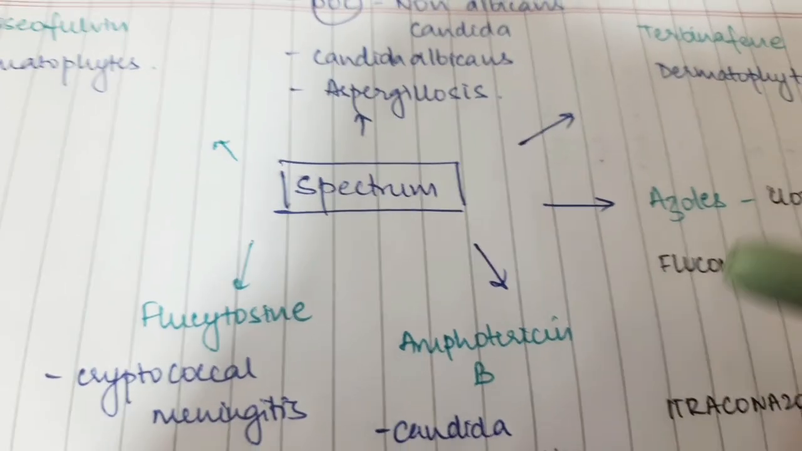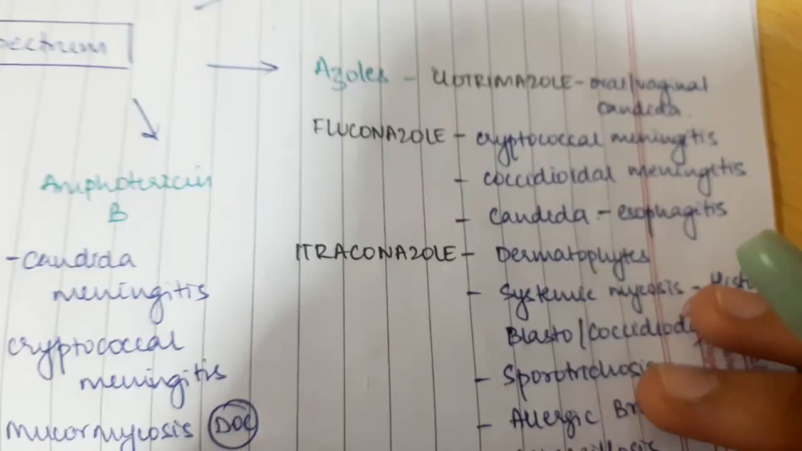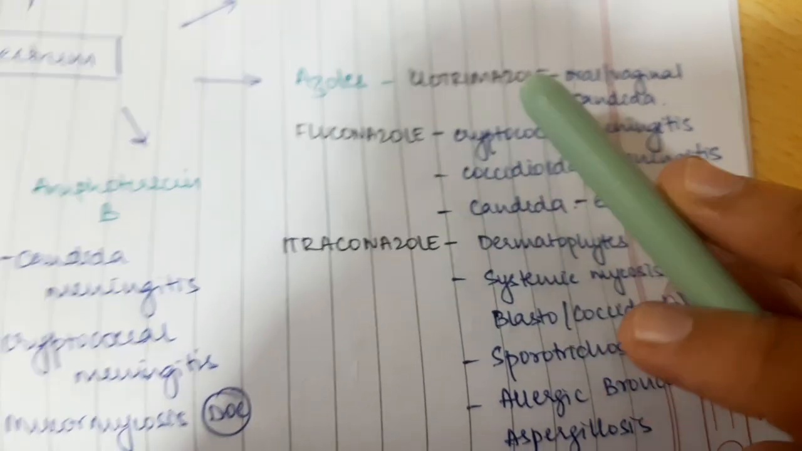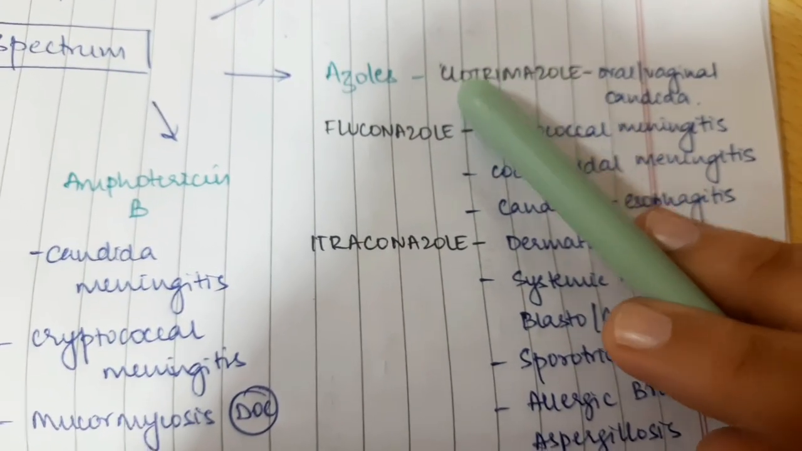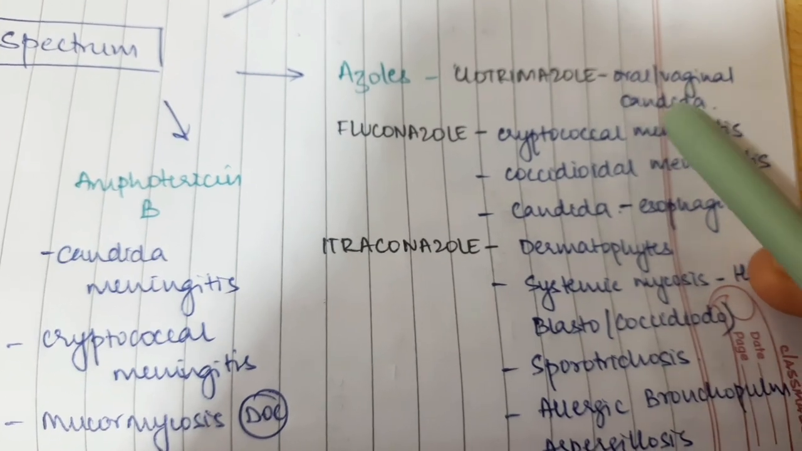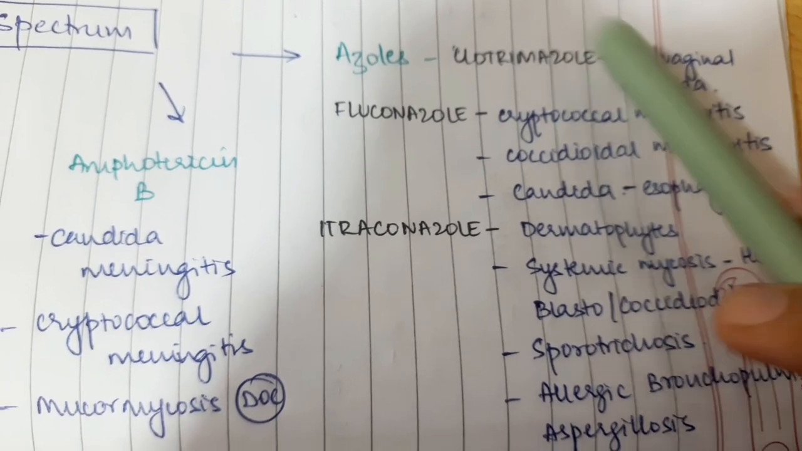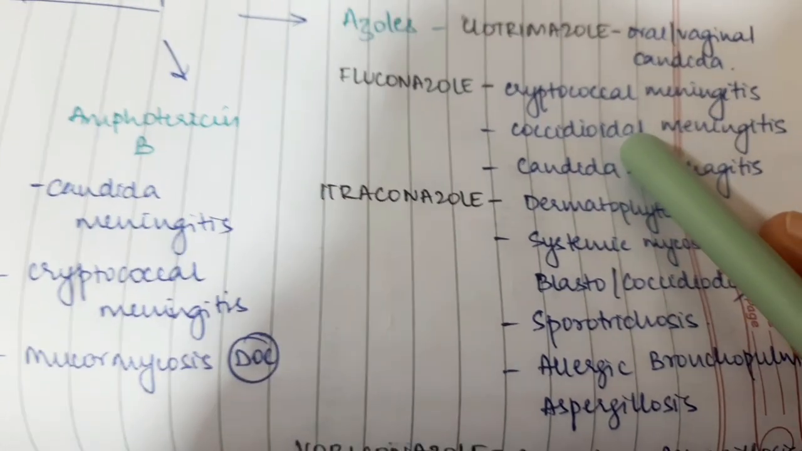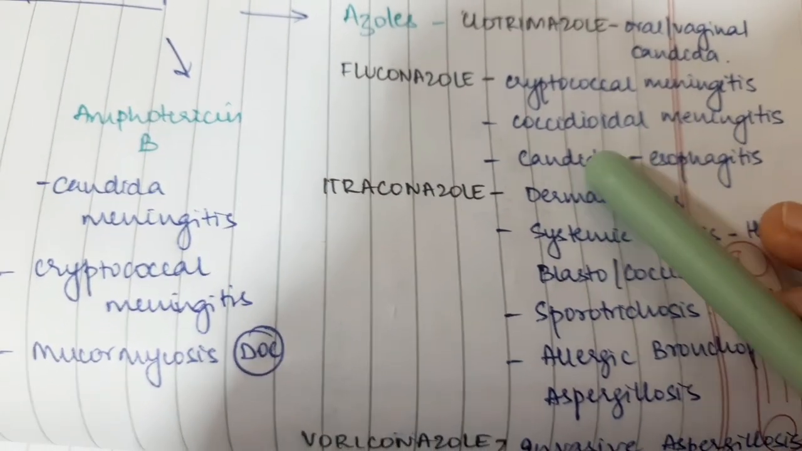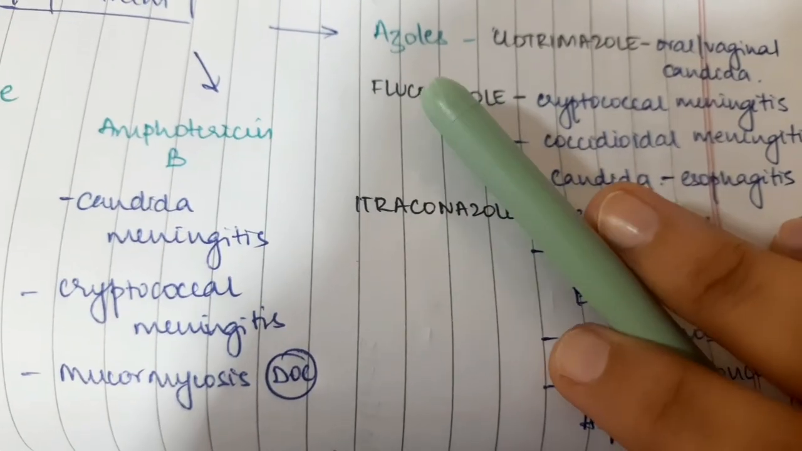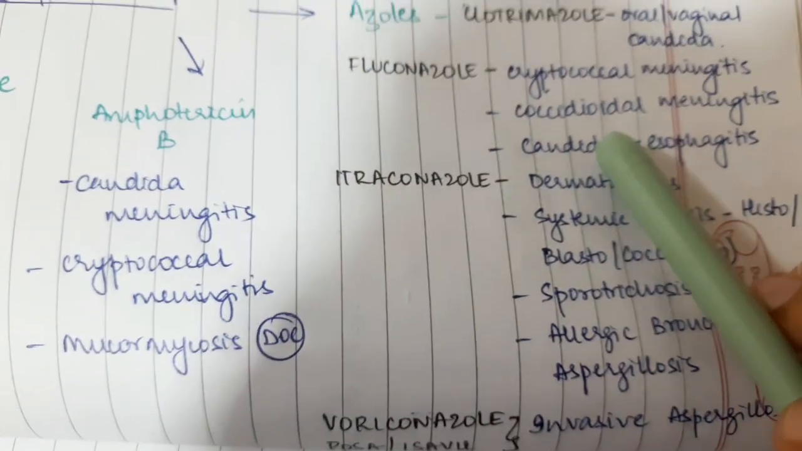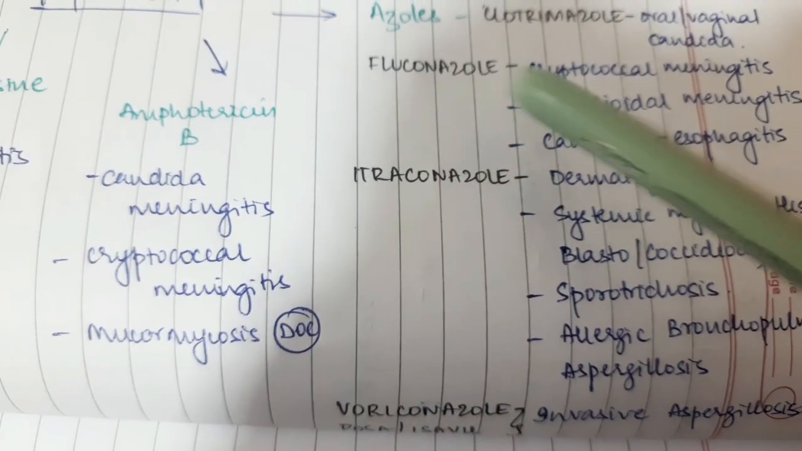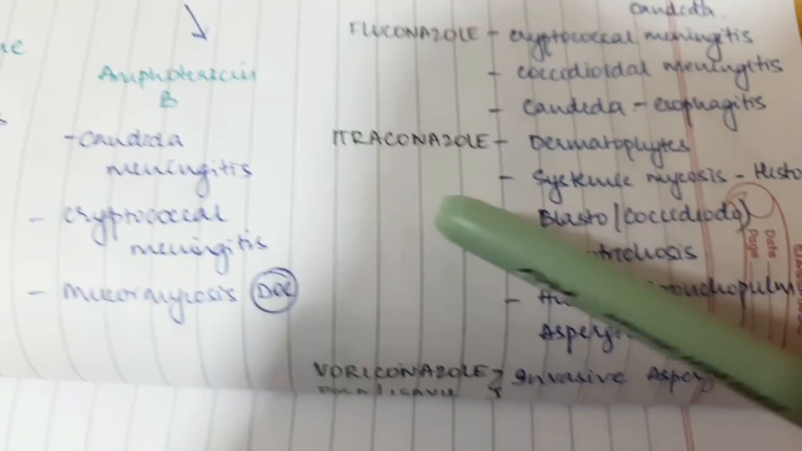Now let us look at the spectrum of all of these drugs. So the widest spectrum drugs are azoles, and in that we have different drugs which are used for different infections. So clotrimazole will be used for oral or vaginal candidiasis as a topical preparation. Fluconazole will be used for cryptococcal meningitis, coccidioidal meningitis, and candida infections. So for mostly all of the candida infections we give fluconazole as the drug, especially in Candida albicans, because it is sensitive to fluconazole. So fluconazole is used as a drug of choice.